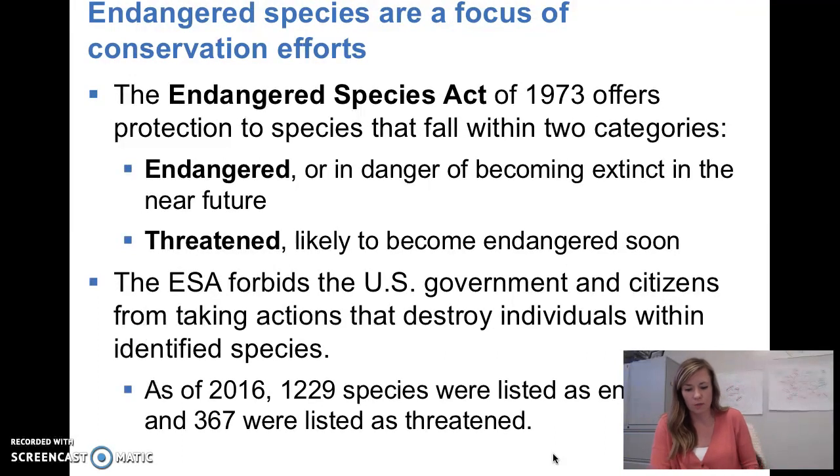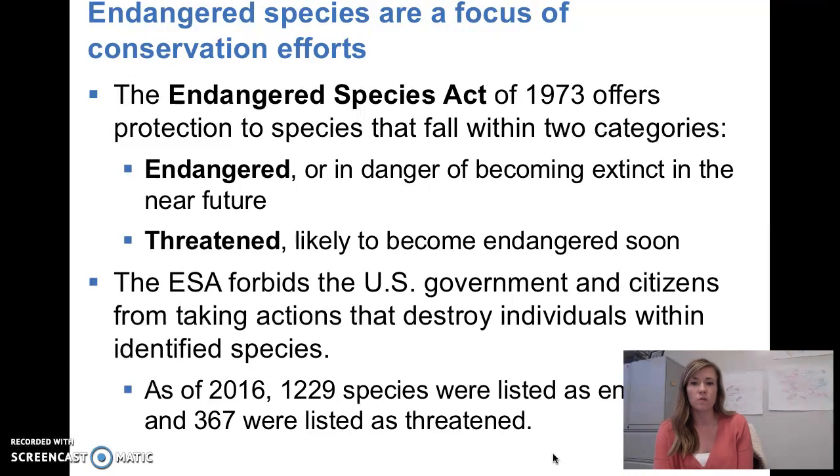So the endangered species are a focus of conservation efforts. I'm sure you've heard about endangered species your whole life. It's a big thing that's very topical. So the Endangered Species Act was created in 1973, and it offers protection to species that fall within 2 categories.